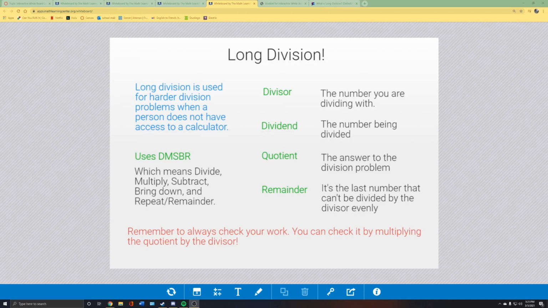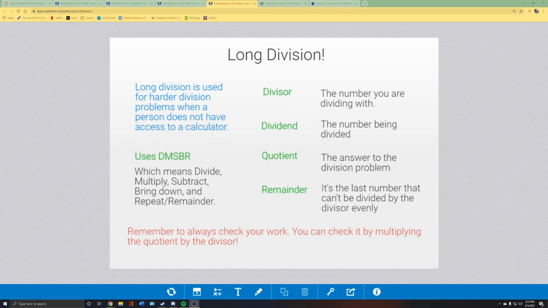Long division is used for harder division problems when a person does not have a calculator. It can sometimes be used in real life if you're at a restaurant trying to figure out a tip, or if you're splitting a bill or something like that. However, in most cases, it is used in an academic setting when a teacher asks you not to use a calculator or it's not allowed on a test, whatever it may be.